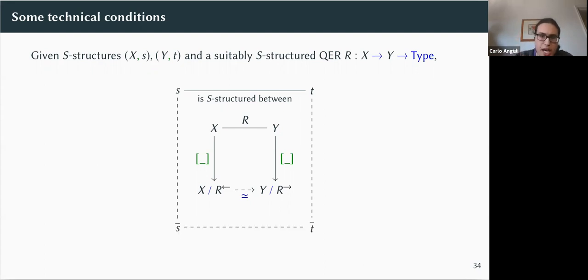And what we get from all these technical conditions is that the graph of the inclusion from X into the quotient of X, first of all, induces a structure S bar on the quotient of X. And the graph of this inclusion is an S-structured relation between S and S bar. Similarly, the quotient map for Y, the graph of that gives an S-structured relation between T and the induced T bar. And we get that S bar and T bar actually have an S-structured relation between them that's given by the graph of the induced equivalence from R between the quotients of X and Y.